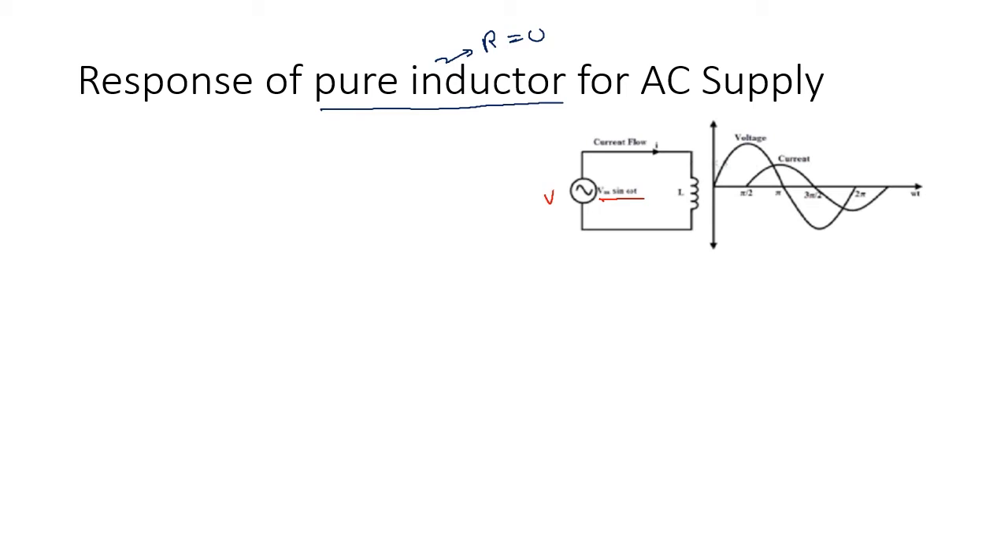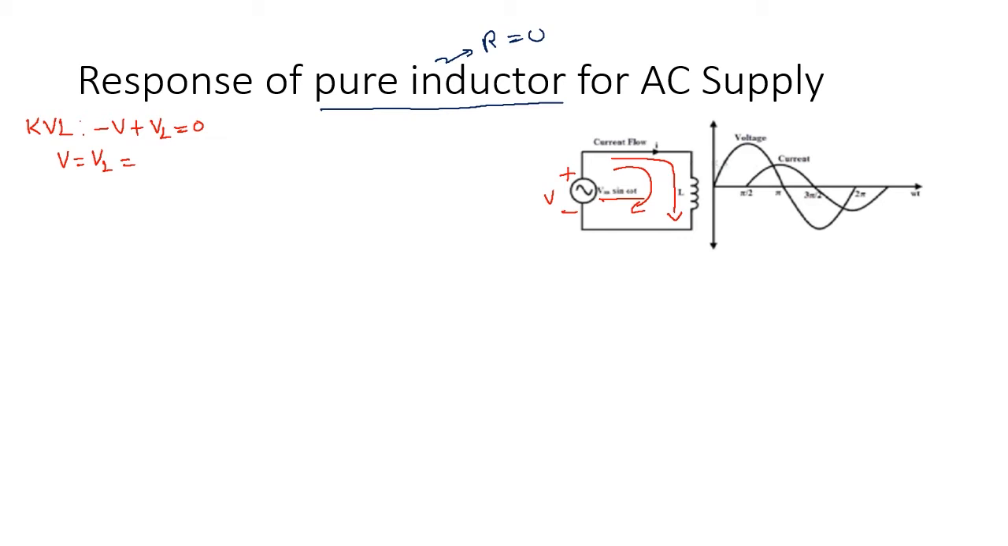Now apply the KVL here. This one is the plus, this one is the minus. When you connect this AC supply across the inductor, current flows through the circuit and through the inductor. So when you apply the KVL, sorry, not KCL, minus V plus the voltage drop across the inductor, that is VL, is equal to 0. So V is equal to VL.